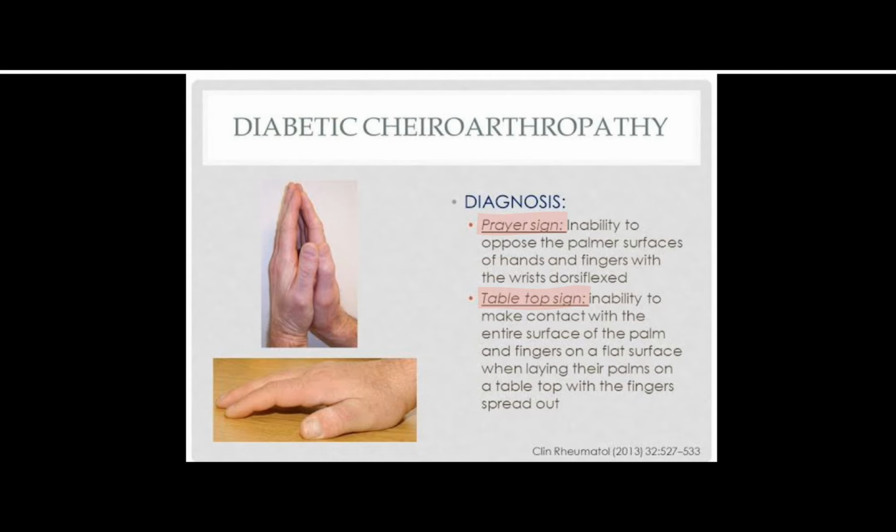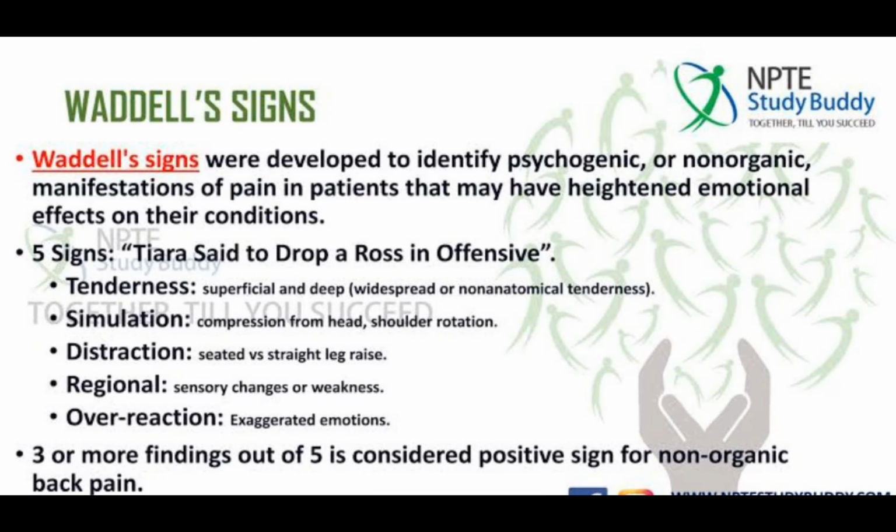Then is tabletop sign. Inability to make contact with the entire surface of the palm and fingers on a flat surface when laying their palms on a tabletop. When a person is placing his hand over the table, the hand will not be firmly touching the table. That is tabletop sign. Both these signs are seen in diabetic cheiroarthropathy. Then the next is Wardell's sign.